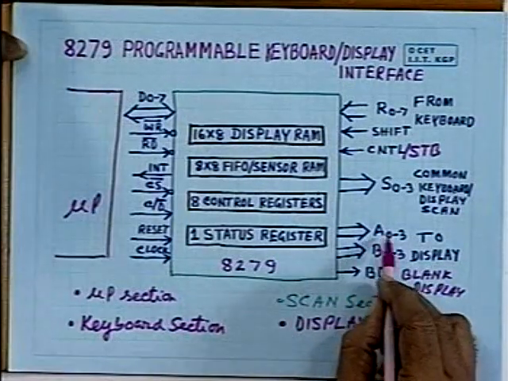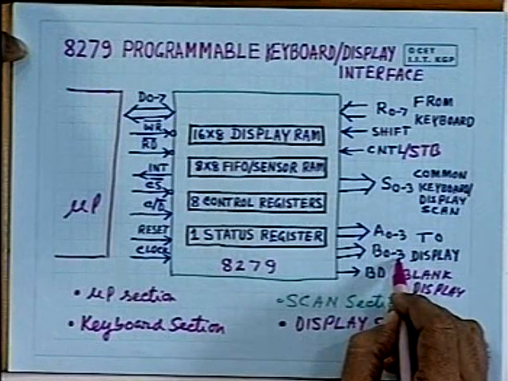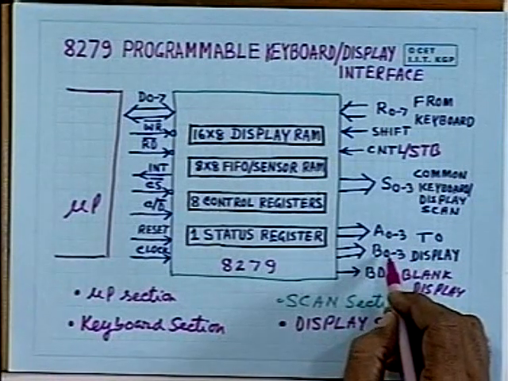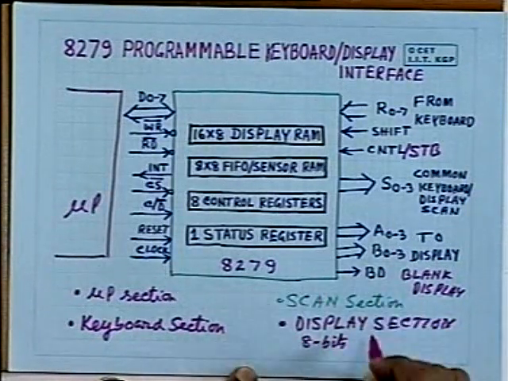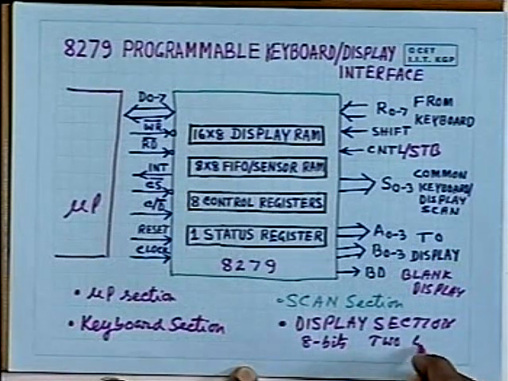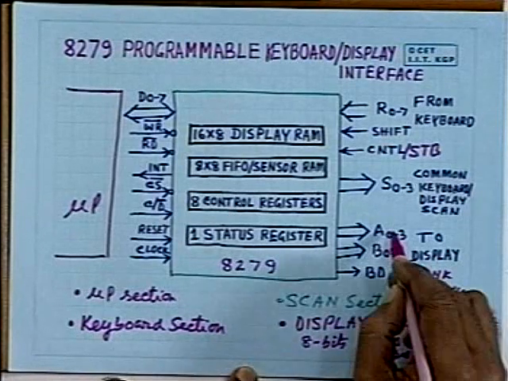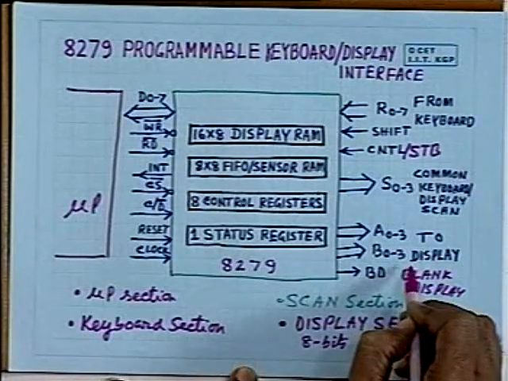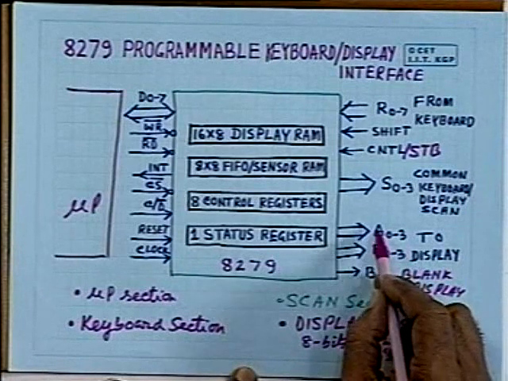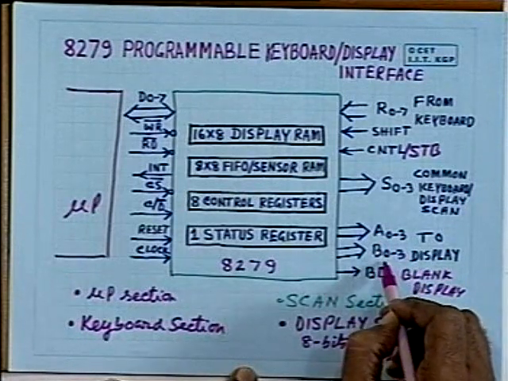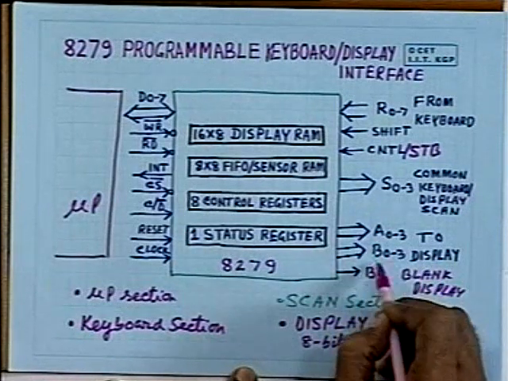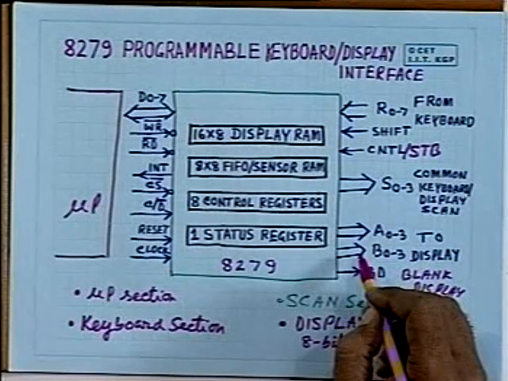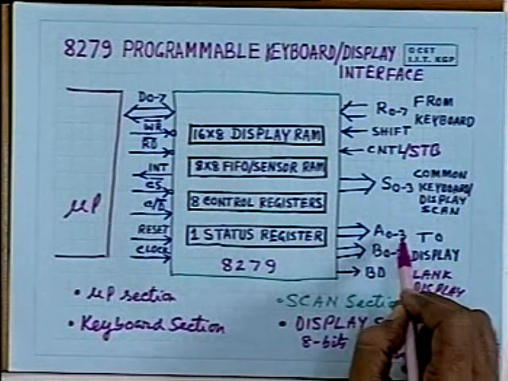And these lines, A0 to 3 and B0 to 3, are used in groups of 8 bits or 2 4-bit groups. You can use them in any one of these forms, and this is going to the displays. So you can use these lines for driving the segments, as you have seen that these lines are used for segment drivers. So 8 lines are necessary to drive each of these segments.